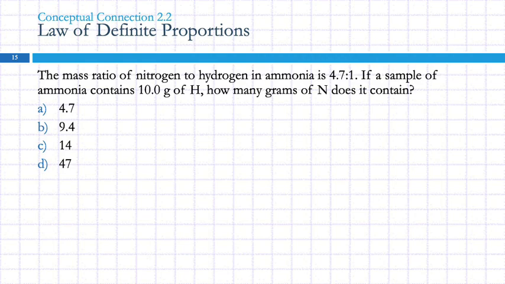So we don't really need a calculator here. So 4.7 to 1. So 4.7 grams of nitrogen for every 1 gram of hydrogen. Well, if this sample has 10 grams of hydrogen, that means it's 10 times larger than 1, right? So then what's the mass of nitrogen? 47. Does that make sense?